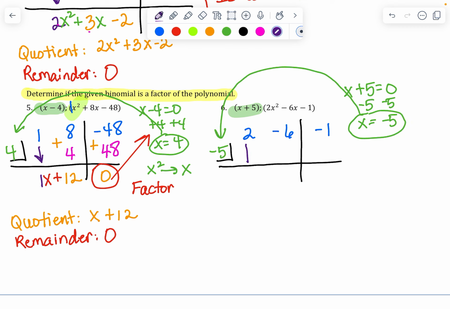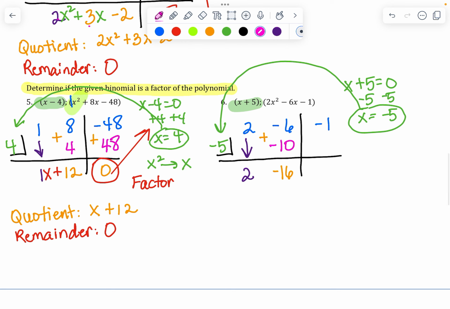Bring down the first one. Multiply negative 5 times 2 and get a negative 10. Then we are going to add negative 6 plus a negative 10, which is a negative 16. Then we're going to multiply. Negative 5 times negative 16 is positive 80. Then we're going to add, and we're going to get 79.